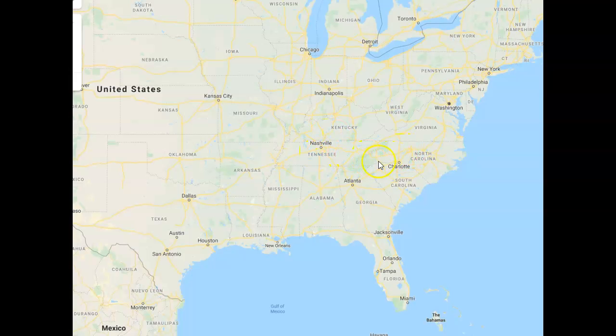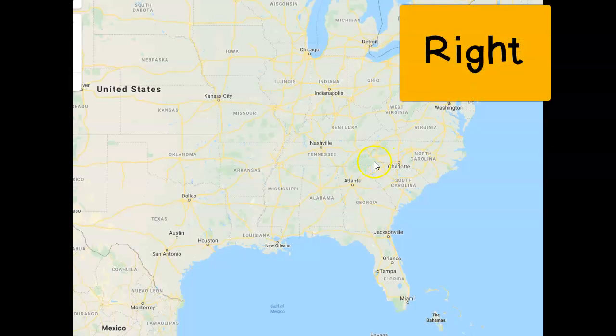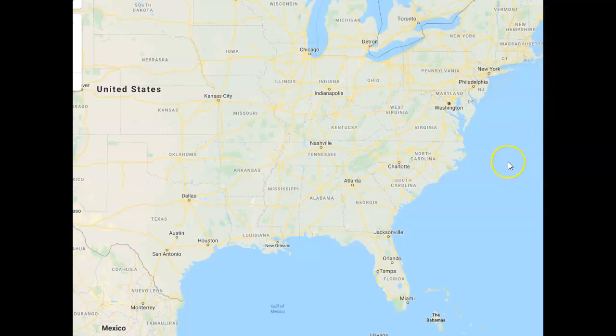Now, let's look at North Carolina again and find a state that is to the right of North Carolina. Well, this direction's to the right, but wait a minute, there aren't any states there, are there? Nope, sure aren't. There are no states to the right of North Carolina. That's all ocean, which is what that blue is representing on our map.